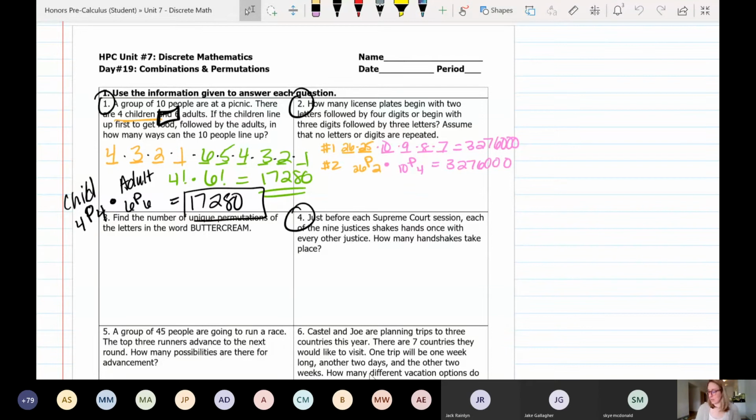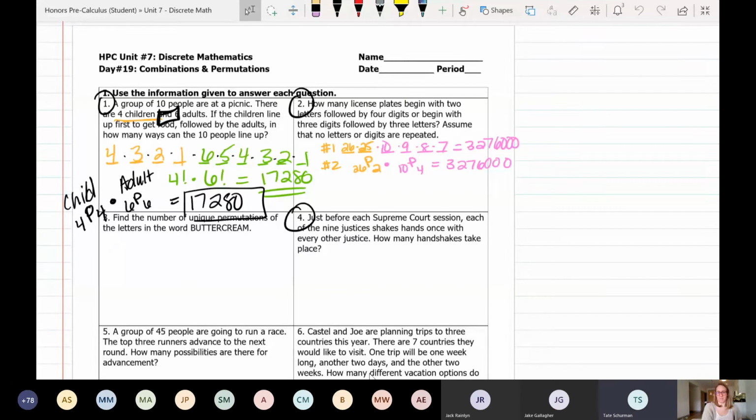All right, moving on to number 4. It says, just before each Supreme Court session, each of the 9 justices shakes hands once with every other justice. How many handshakes take place? This is a good problem. Okay, so the question you have to ask yourself is, does order matter? Does it matter if I shake Justin's hand or if Justin shakes my hand?